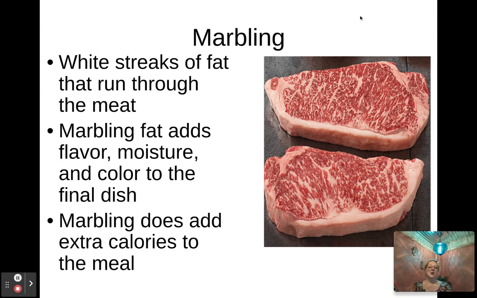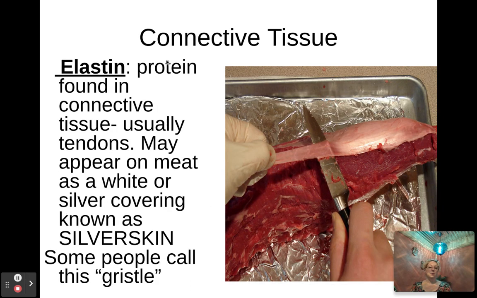Here's a photo example. You can see the fat cap, which is this thick rind of fat around that muscle tissue, and you can also see that it is very heavily marbled.